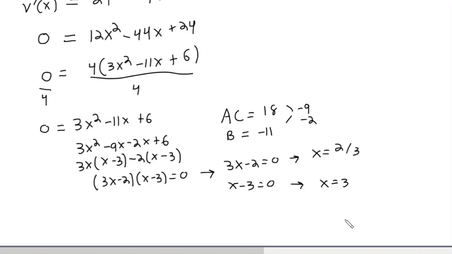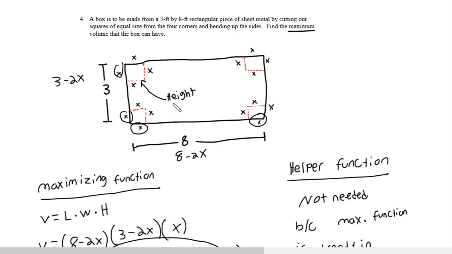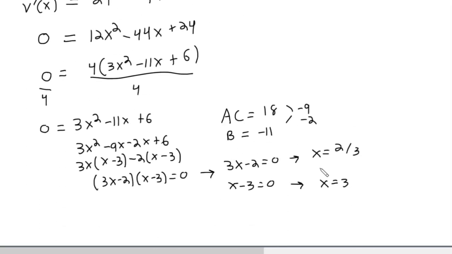So now you can see that we're running into a bit of a problem. Last example we had just one value, but now we have two values. And remember what I said: when you have a couple different values, you have to see which one's the max and which one's the min. Because our problem right now is asking us to find the maximum volume. We would take this and plug it into our volume function, but which one? Are we plugging in the 2/3 or the 3? That's up to us to find out.